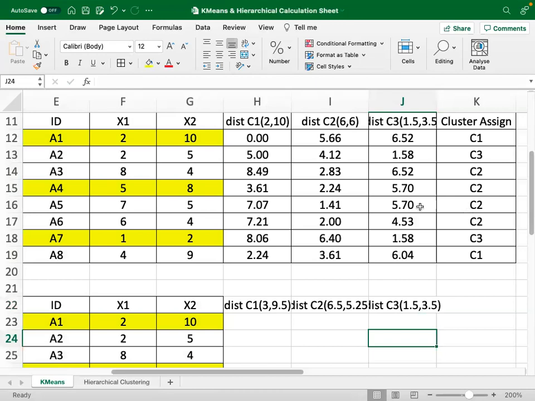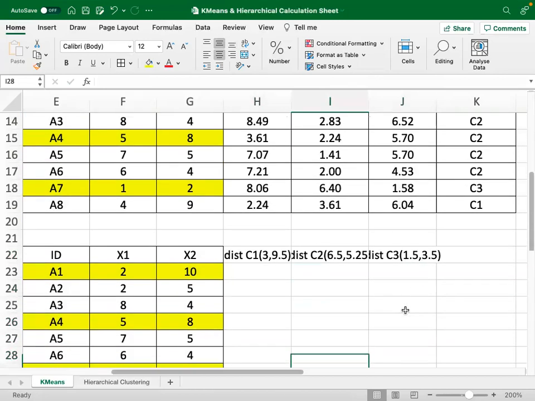1.5 and 3.5. But there is change in C1 and C2: 6.5 and 5.25, 3.3 and 9.5. The centroids changed for C1 and C2. C3 remains the same.